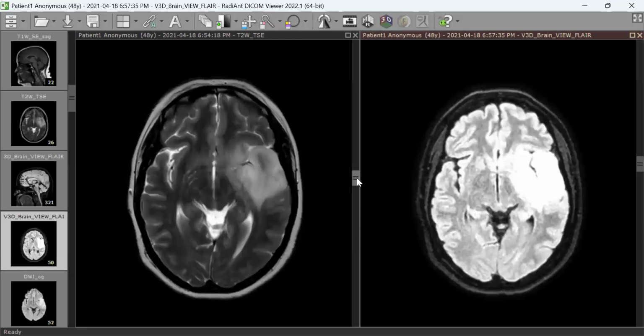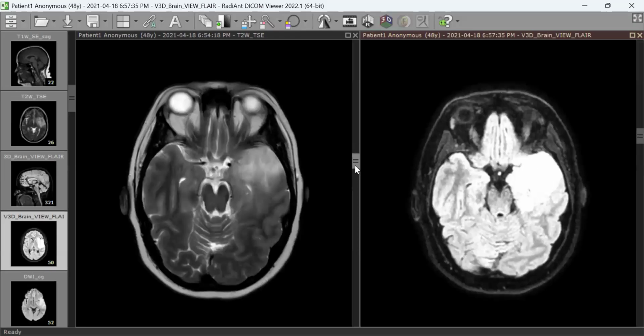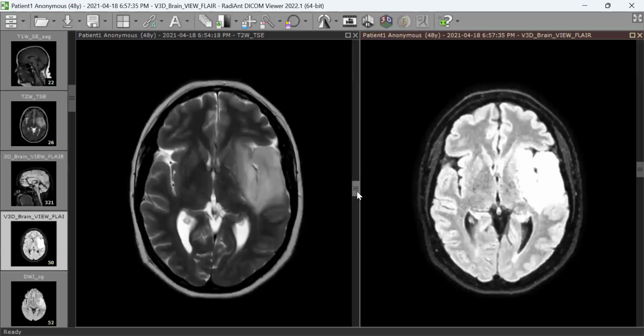And this patient was operated upon, and the pathology proved anaplastic, that's a grade 3.